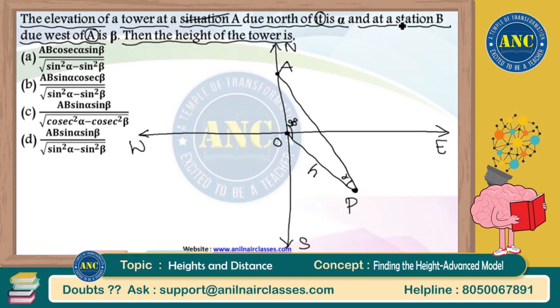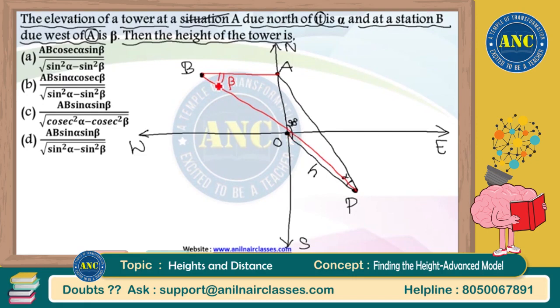Next, similarly, at a station B, due west of A, is beta. That means due west of A, can I say that this is nothing but A. West of A, there is some point called B. From that point B, the angle of elevation to this point P, which is the top of the tower, is nothing but beta. I hope you are again understanding the diagram. This angle of elevation is given as beta in the question.